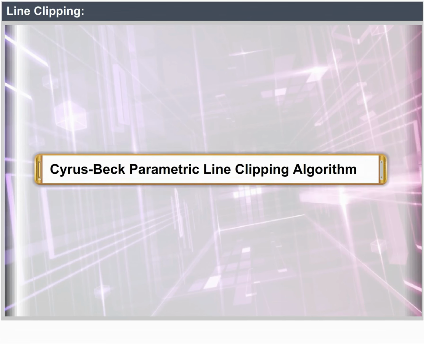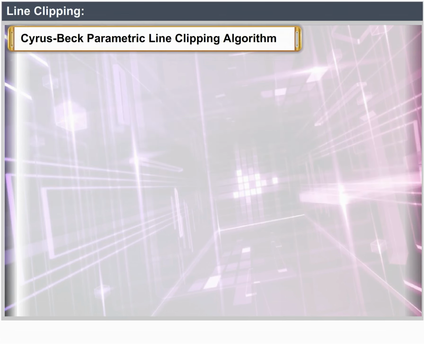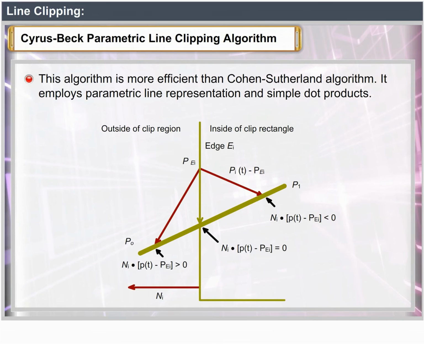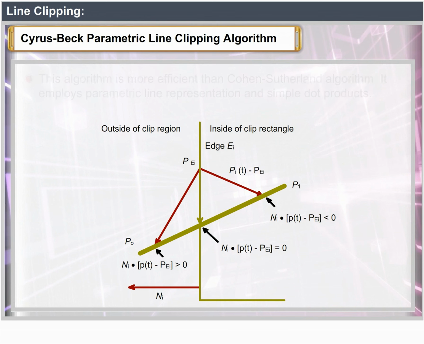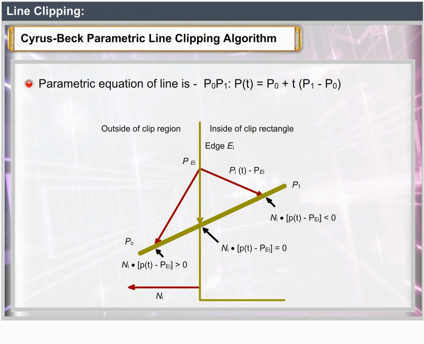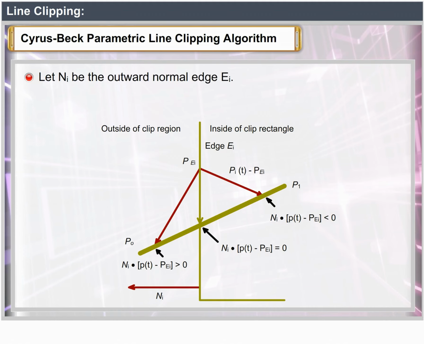Cyrus-Beck parametric line clipping algorithm. This algorithm is more efficient than the Cohen-Sutherland algorithm. It employs parametric line representation and simple dot products. The parametric equation of line P0 P1 is P(t) equals P0 plus t times (P1 minus P0). Let Ni be the outward normal of edge Ei.